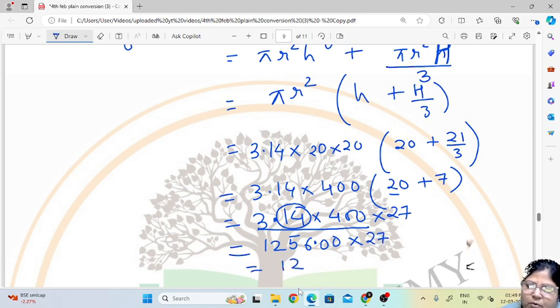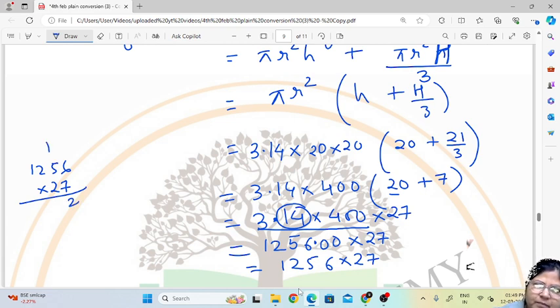So now 1 2 5 6 multiply by 27. Just multiply in the rough. 1 2 5 6 into 27. 6 7s are 42. 7 5s are 35 plus 4 is 39. 7 2s are 14, 15, 16, 17. 7 1s are 7 plus 1 is 8.